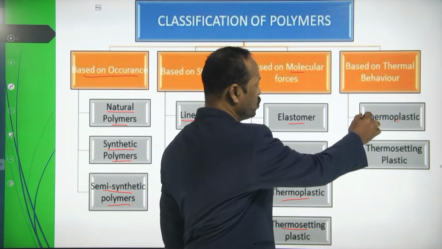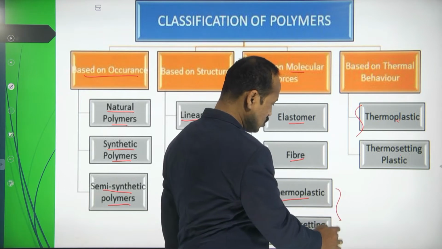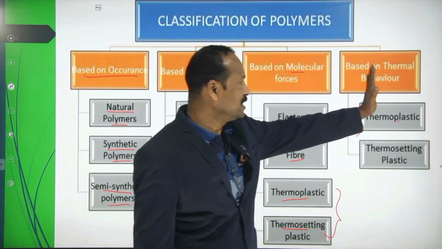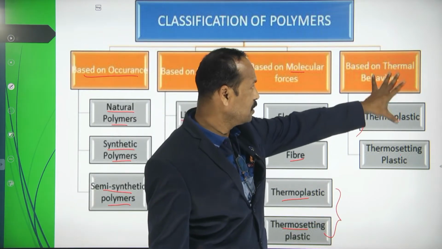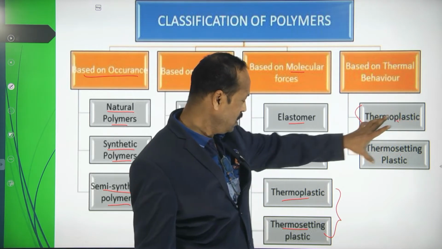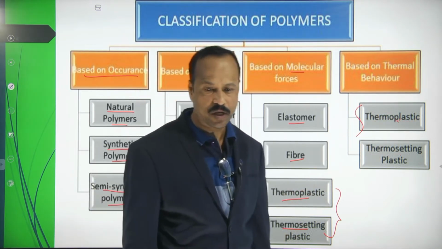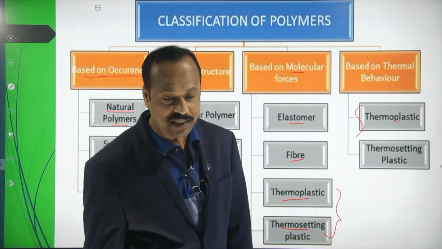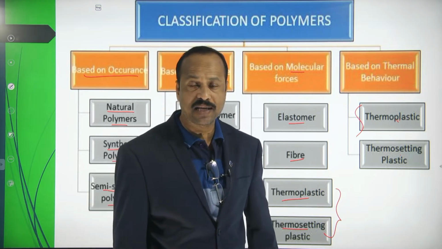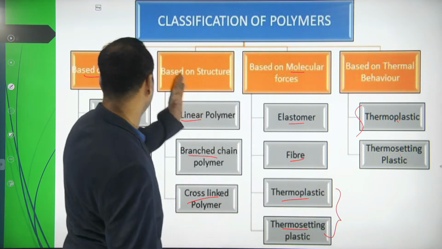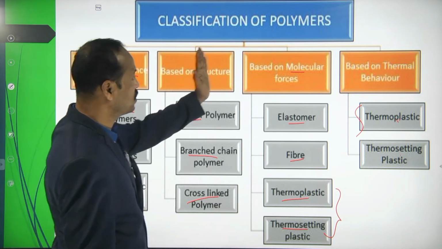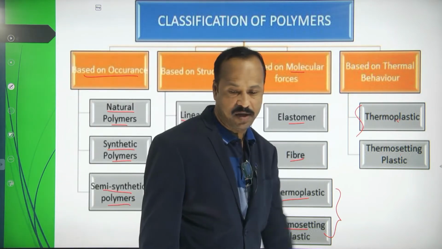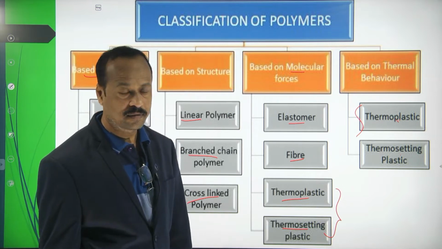Of course, these two we can study here only. We are not going to study that one specially. Based on the thermal behavior, these are there, and we study this here only. So these are the classifications of polymers. We can classify polymers in these ways: based on occurrence, based on structure, based on molecular formulas, and based on thermal behavior. Is this clear to you?